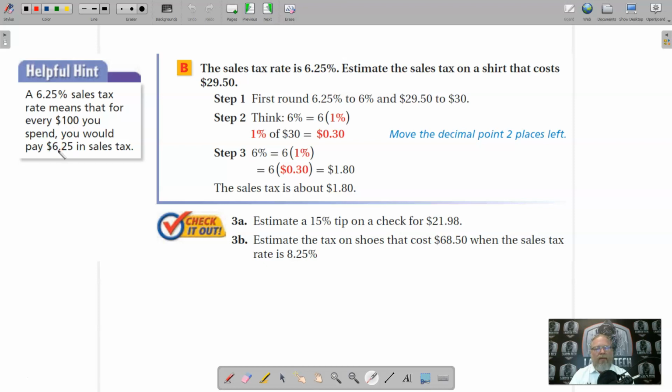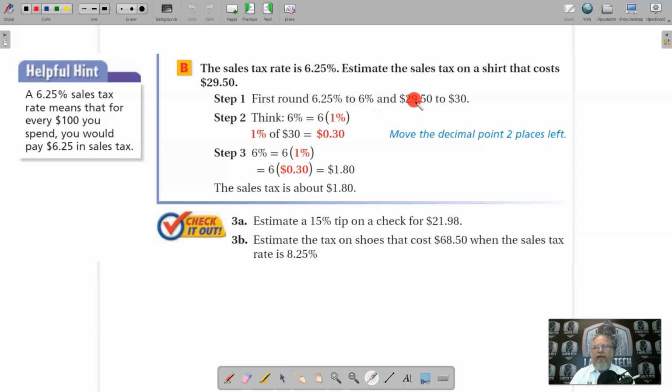Likewise, if you spent $200, which is twice 100, times 2, right? So you would have to double this to $12.50. So if you spent $200, your final bill would be $212.50. So with that knowledge, let's go ahead and look at B. The sales tax rate is 6.25%. Estimate the sales tax on a shirt that costs $29.50. Now I'm going to guess we're going to round that up to 30. So we're going to first round the 6.25% down to 6%.